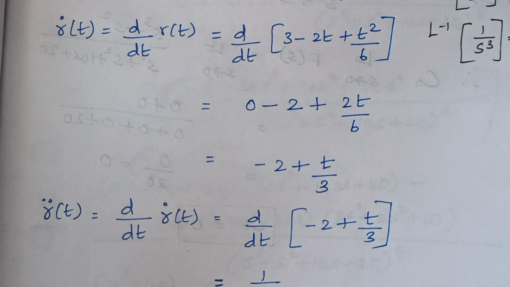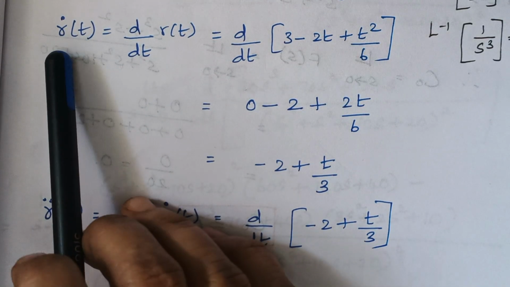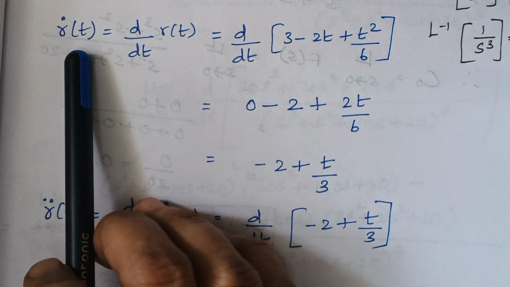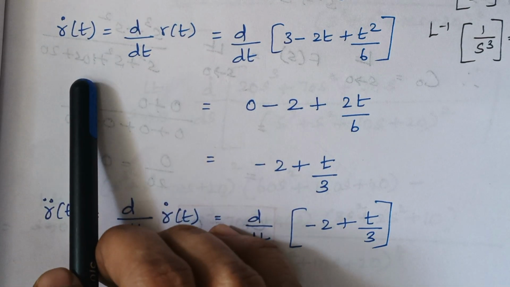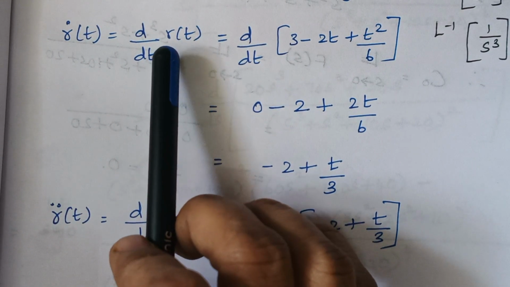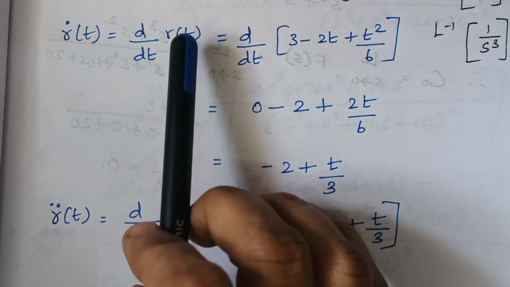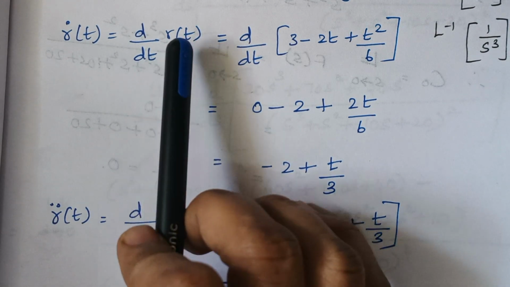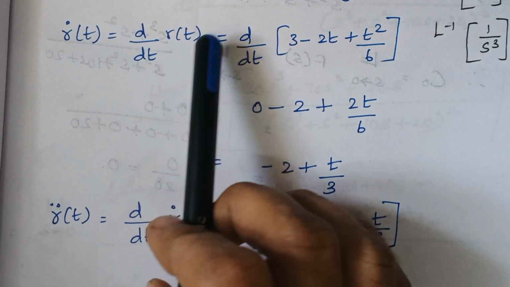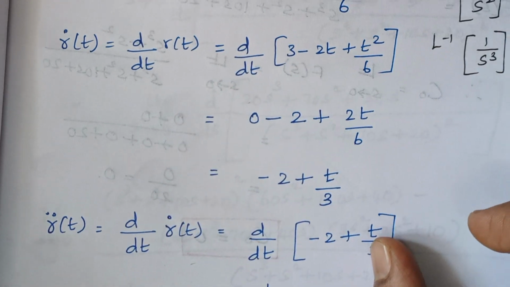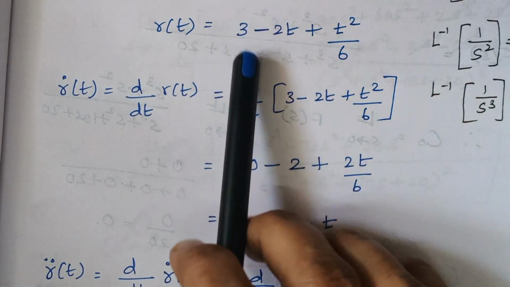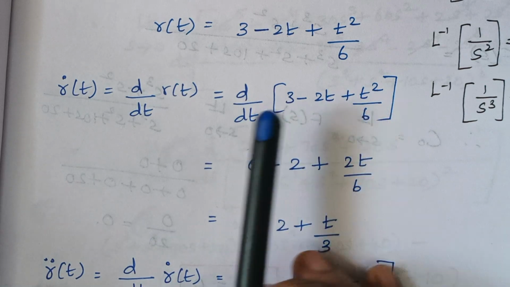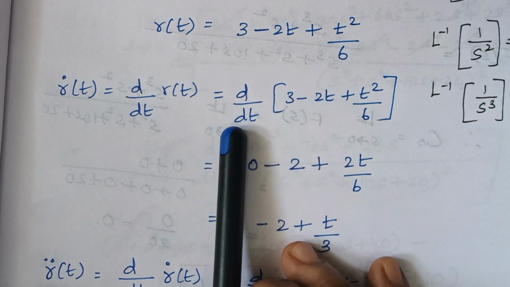Our next step is to find r dot of t because r dot of t is required in the formula. So r dot of t is nothing but d by dt of r of t. You have to differentiate r of t with respect to t. So what is your r of t value? We had obtained r of t from the previous case here. So just substitute this r of t here. Again we are going to differentiate with respect to t.